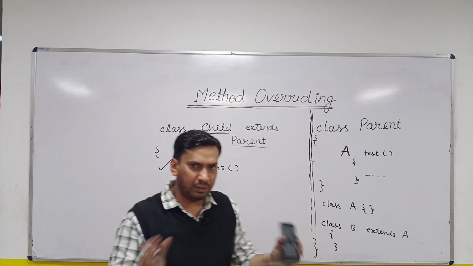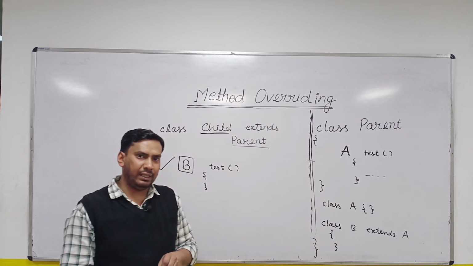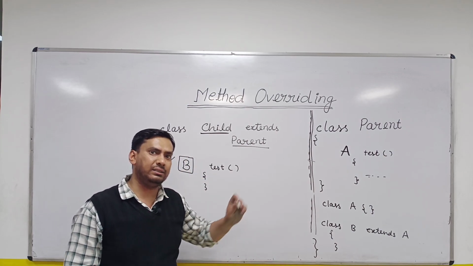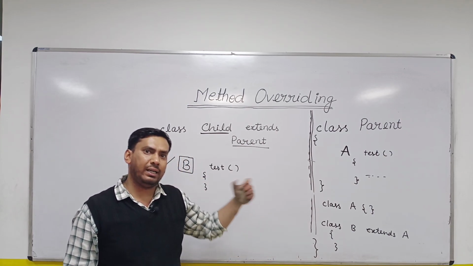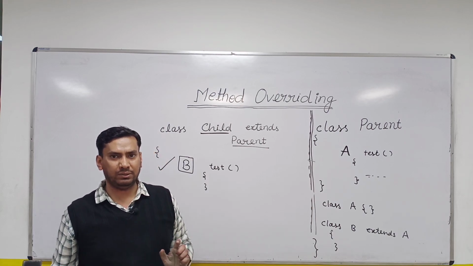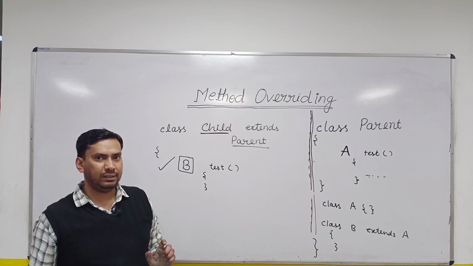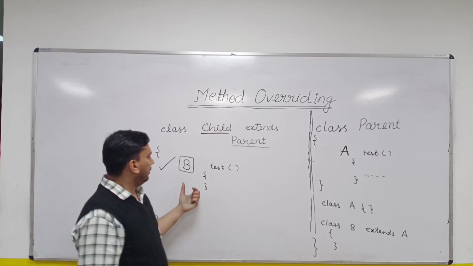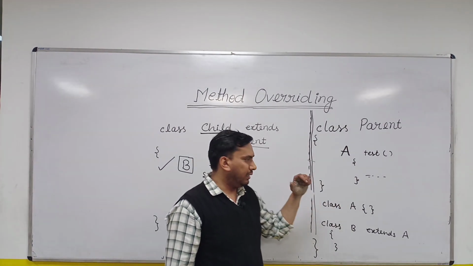So the concept is, during the overriding, if your method is returning some class type, you can return its child type of object also, right? So this is your second change.